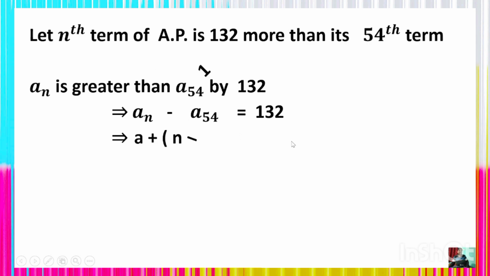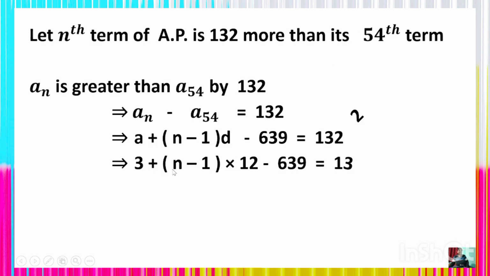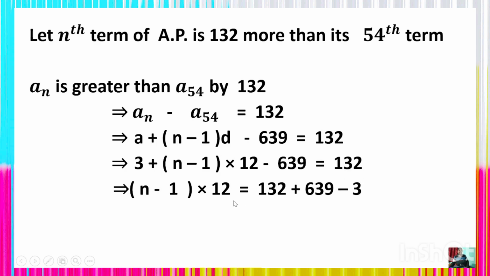In place of a you have to write a plus (n minus 1) whole into d, and in place of a54 we already have 639. So after replacing the values, it will be 3 plus (n minus 1) whole into 12 minus 639, which is 132, right? Understand? Now, (n minus 1) whole into 12. Look at here, here is 132 on the right hand side.